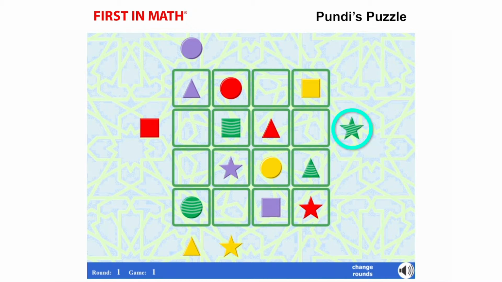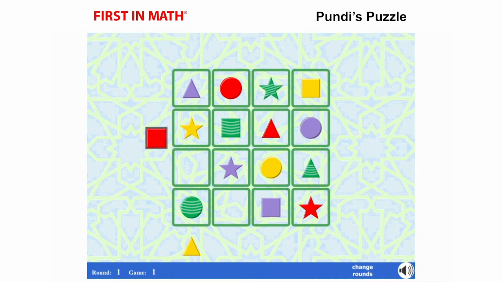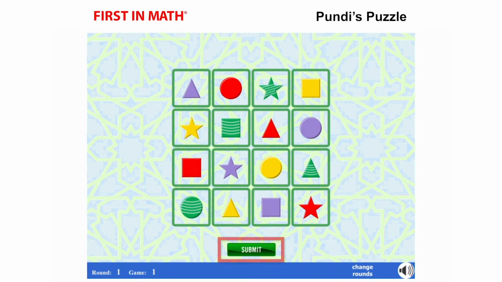To move an icon onto the board, click, hold, and drag it over the cell you want to put it in and let go. Do this to all the pieces until you fill the board and the Submit button appears near the bottom.